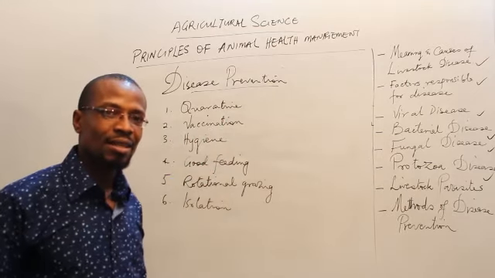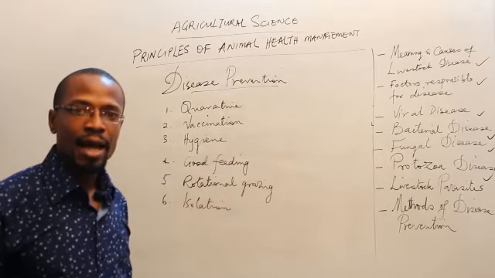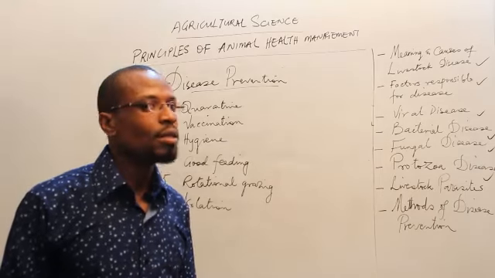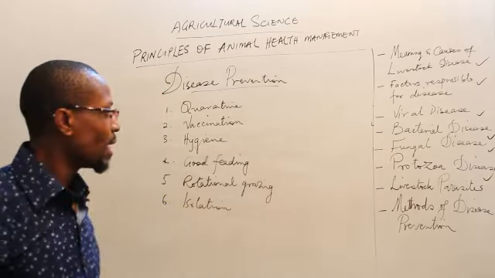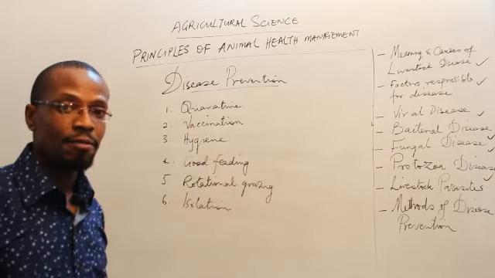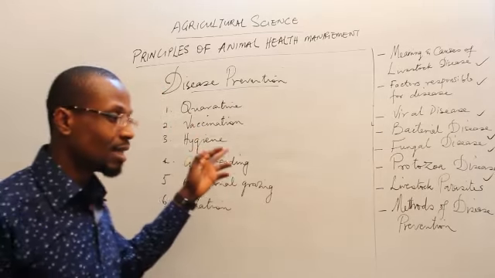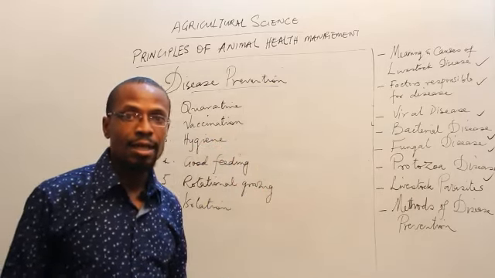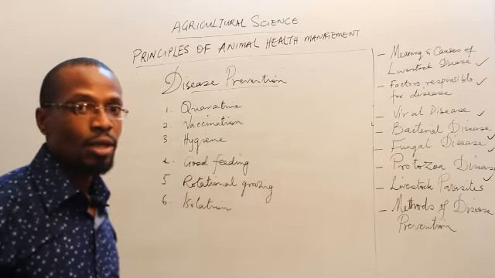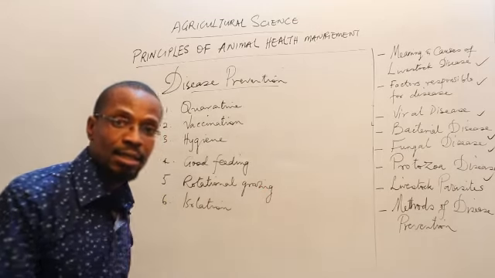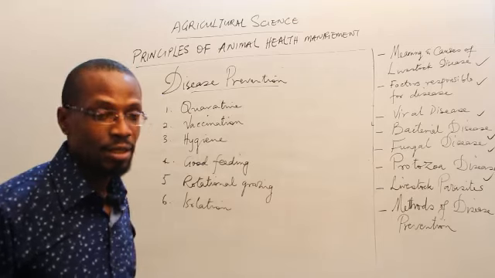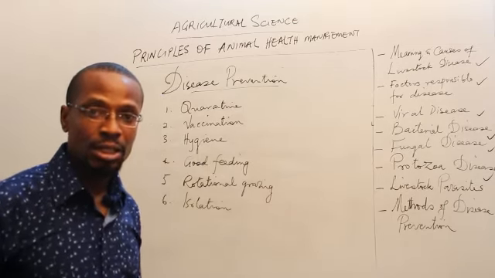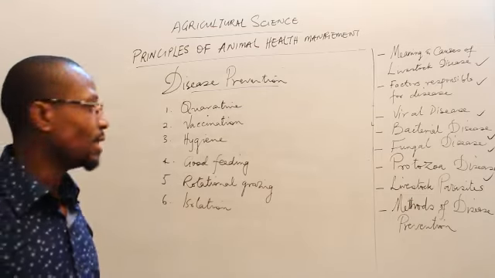Vaccination, as the name implies, the animals should be constantly vaccinated. You don't have to wait for the animals to get sick before they are vaccinated. They can be vaccinated against diseases, such that they could become resistant to even the attacks of certain pathogens, that is, disease-causing agents. Pathogens are disease-causing agents.